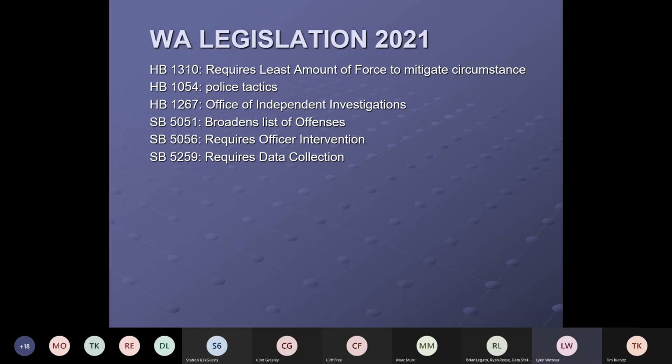Senate Bill 5051 broadens the list of offenses that could be charged against a police officer. Senate Bill 5056 requires that if you're an officer and you see another officer violating one of these rules, you have to turn them in, or if it ultimately comes to light, you will also be charged with abetting the other officer. So it's sort of a snitch rule. Senate Bill 5259 requires data collection on all injuries and deaths that occur in police custody.